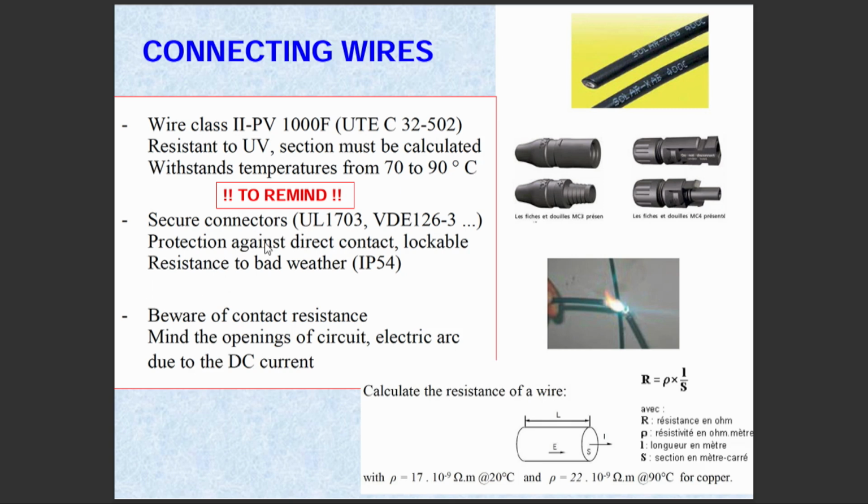You have also to have secure connectors, okay, like this, in order also to, for the installer to be not confused between the plus and the minus when they connect the PV in between, and so to avoid also, of course, water infiltration or other thing like this, so to be fully protected.